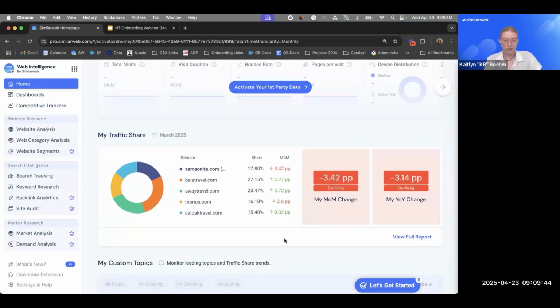Okay, something's going on here. I'm noticing that in terms of market share, I'm actually decreasing on a month over month basis, while there's a lot of other green here from the different competitors. I think it's time we look at the full report to see what is going on.